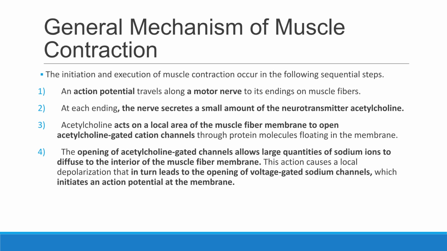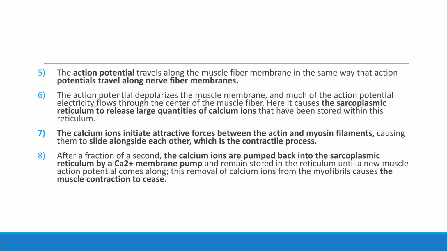Muscle contraction begins when an action potential travels along a motor nerve, releasing acetylcholine. This neurotransmitter opens cation channels, allowing sodium ions to diffuse inward, causing depolarization that initiates an action potential in the muscle fiber. The action potential travels along the muscle fiber, causing the sarcoplasmic reticulum to release large quantities of calcium ions. These ions initiate attractive forces between actin and myosin filaments, causing them to slide and contract the muscle. Calcium ions are then pumped back into the sarcoplasmic reticulum and contraction ceases.